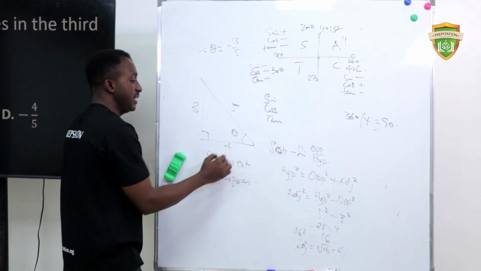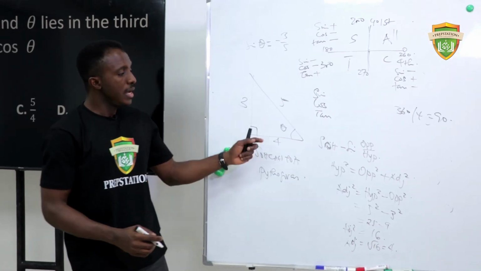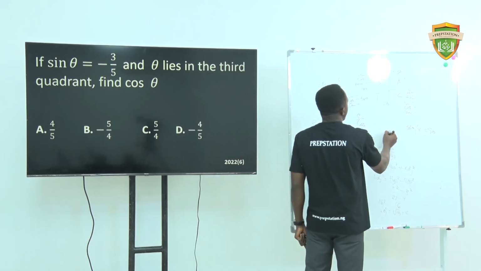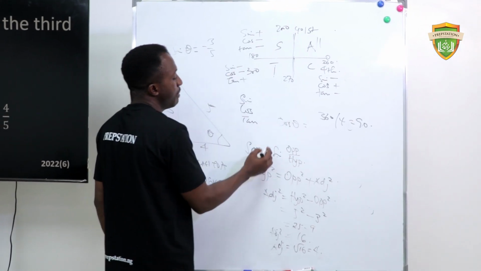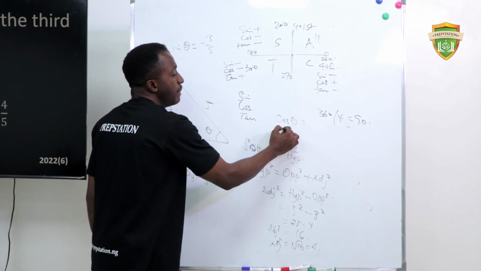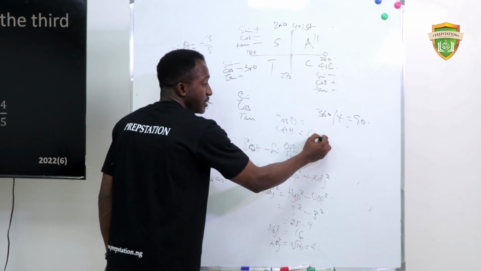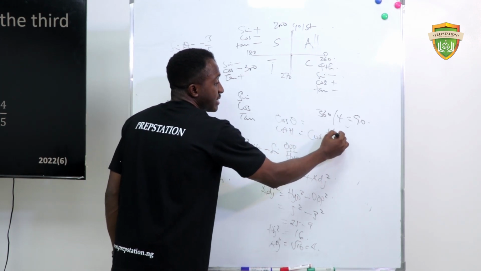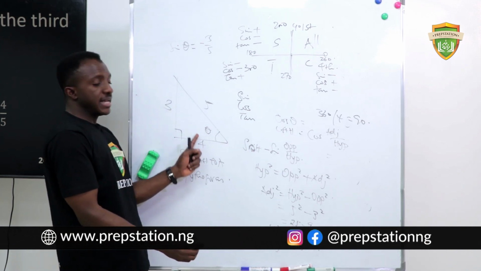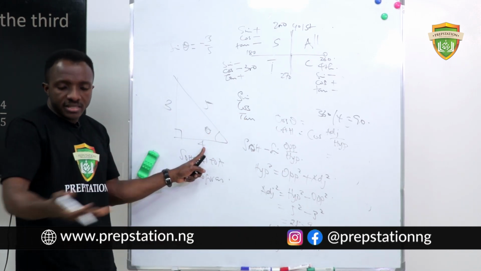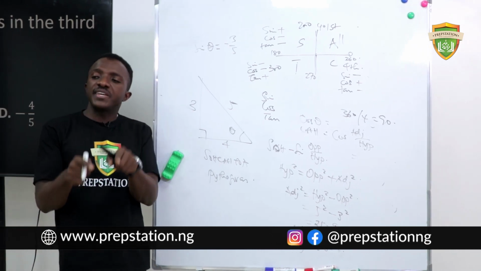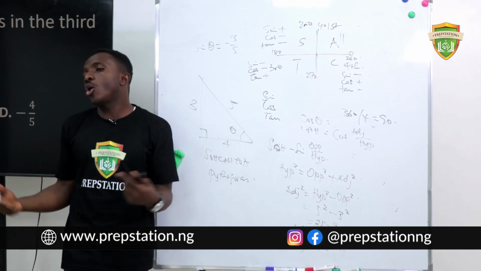So this is 4. Now, to find cosine, it says we should find cos theta. Cos theta is simply, remember from your SOHCAHTOA, CAH would be cos, which is adjacent over hypotenuse. The adjacent side is the side where the angle is lying on. The opposite side is the side that is facing the angle, and the hypotenuse is always the longer side.